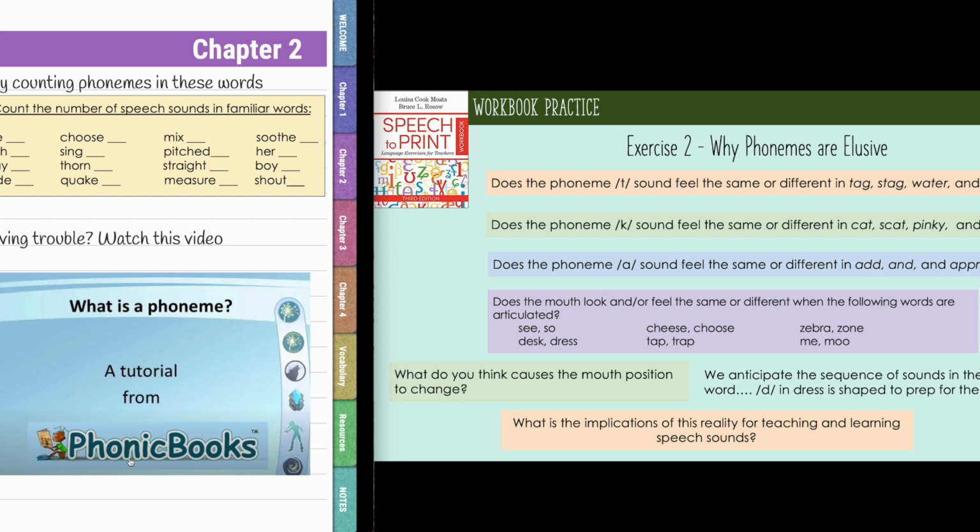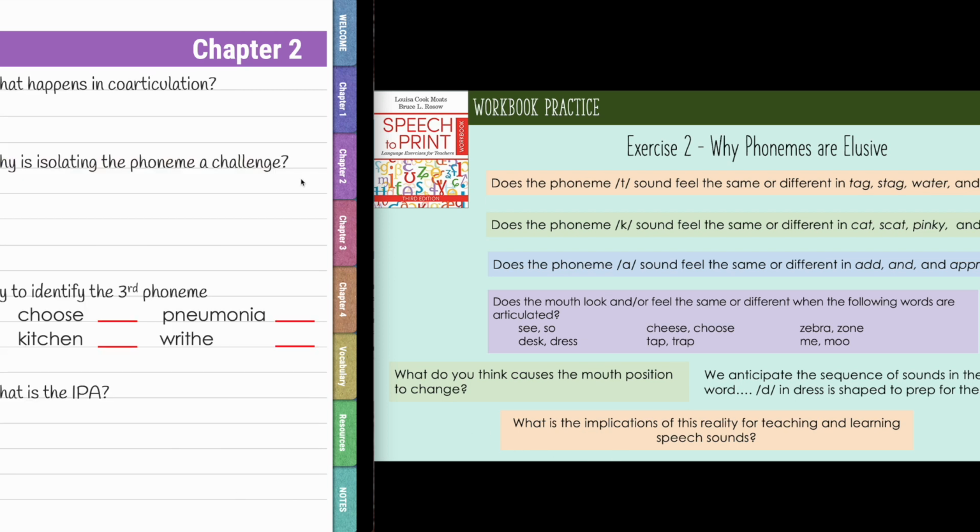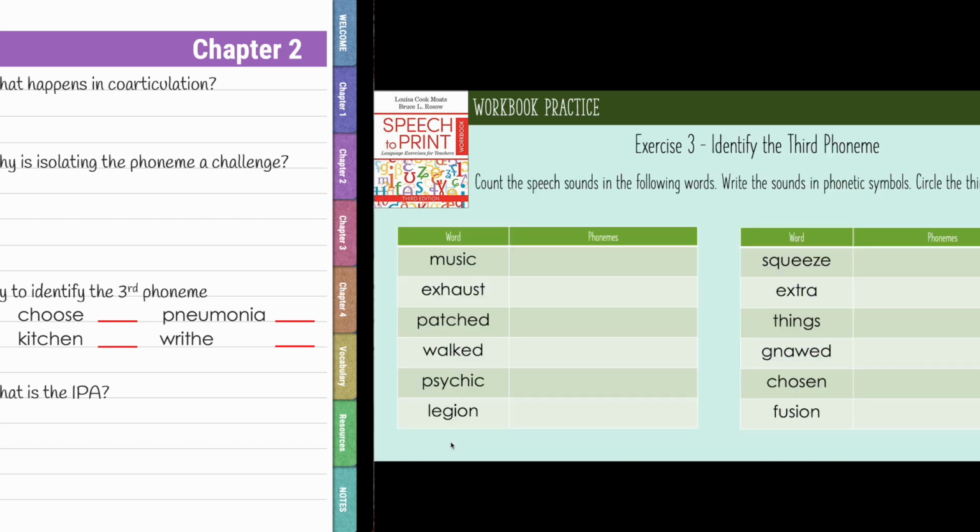Now, if it's still pretty tricky, I hope you watched this video connected to your digital study guide. It is really helpful in helping to isolate some of those phonemes. Okay, so we know what happens in co-articulation now, and I think it's pretty explanatory why it's hard to isolate that phoneme. You see that occur here because they are co-articulated, they tend to influence each other. Think about sing.